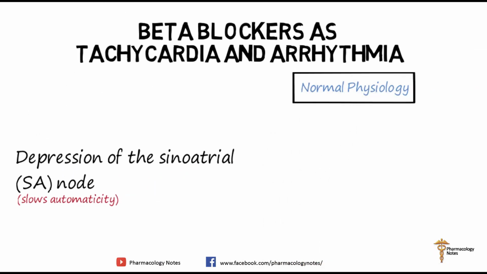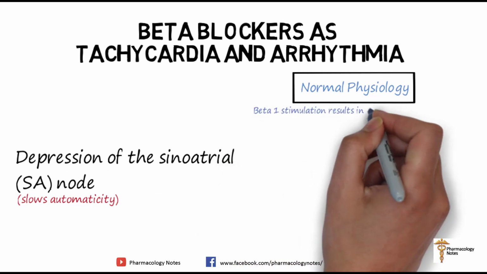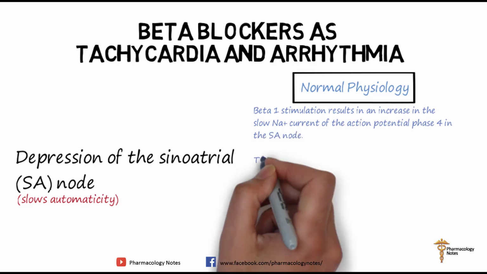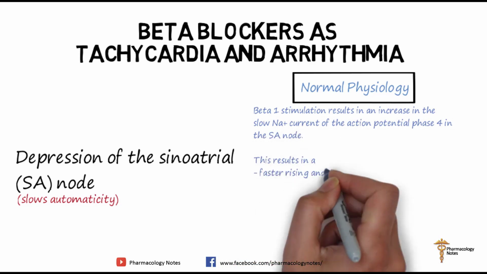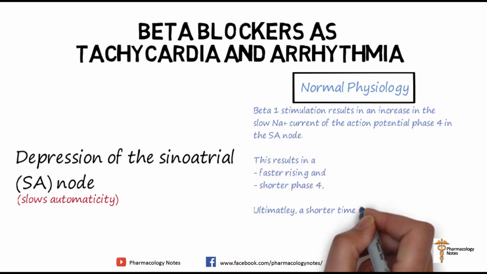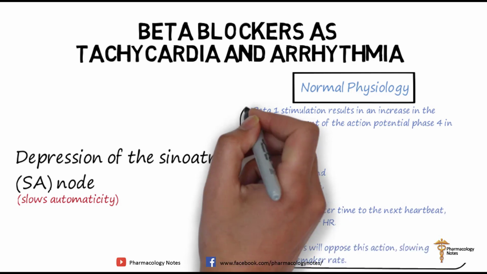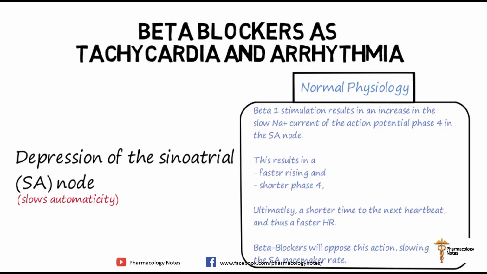Beta 1 stimulation results in an increase in the slow sodium current of the action potential in phase 4 in the SA node. Okay. This results in a faster rising and shorter phase 4, ultimately a shorter time to the next heartbeat, thus a faster heart rate. So when beta blockers are given, they oppose this action, slowing down the SA pacemaker.